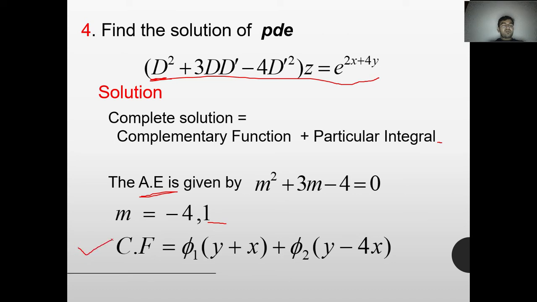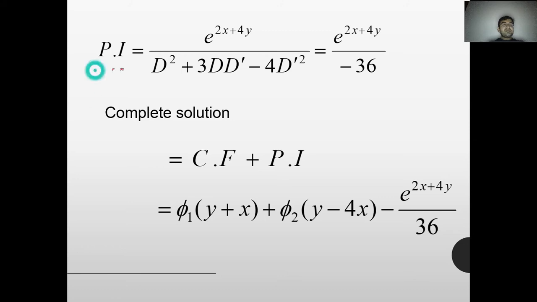Now to find the particular integral. The particular integral is equal to 1 upon f of D, D dash, and here we have given e raised to 2x plus 4y. So f of 2 comma 4 is equal to minus 36, which is not equal to 0.